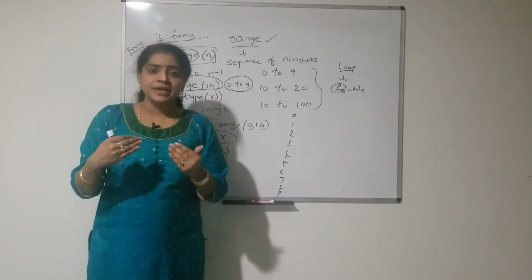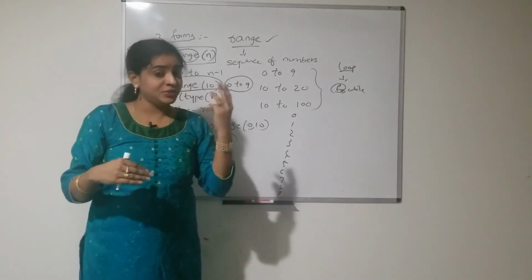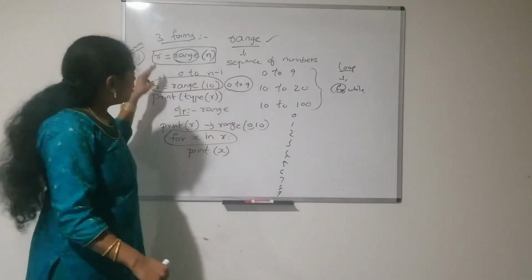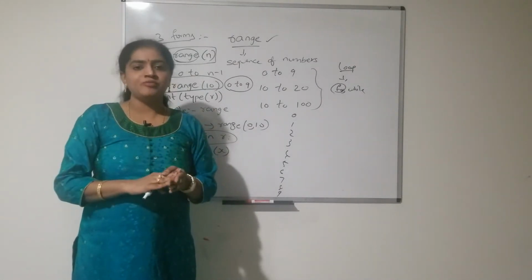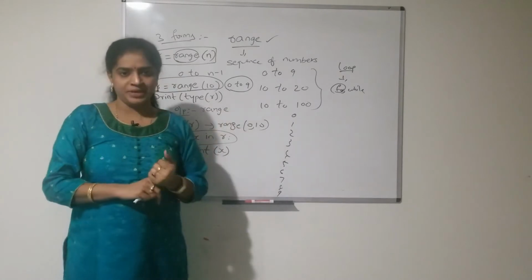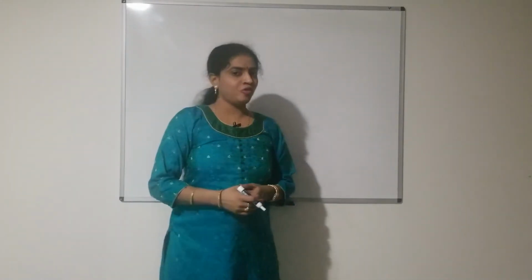I can create a range object in 3 different forms, and the first form we have seen. Before going to see the next form, form 2, let me wipe the board and explain. Next, coming to form 2.